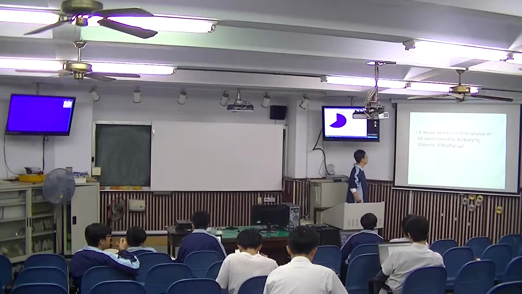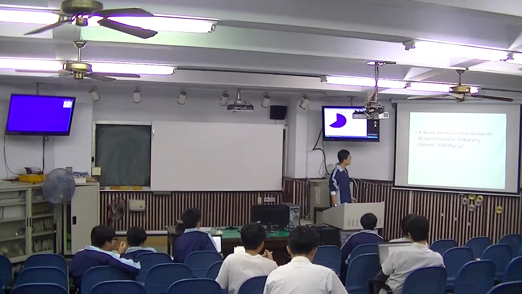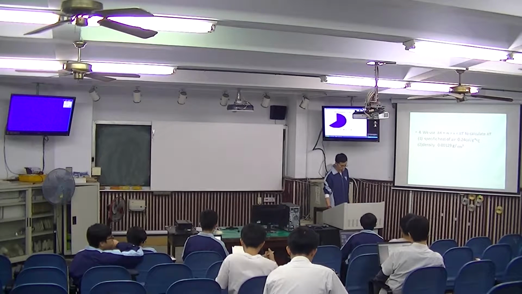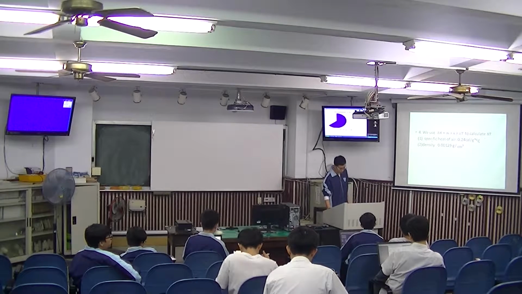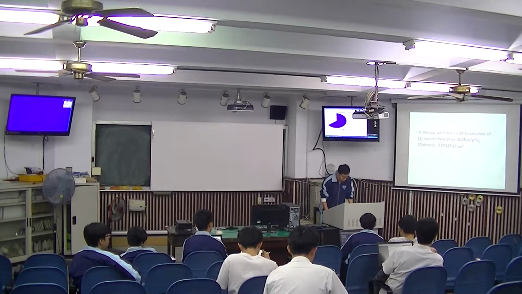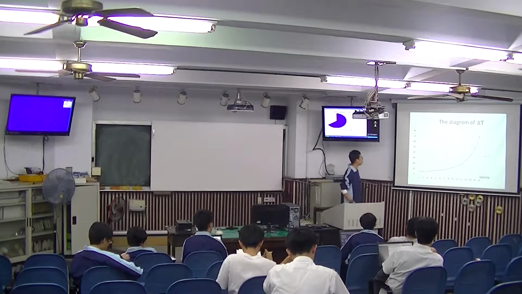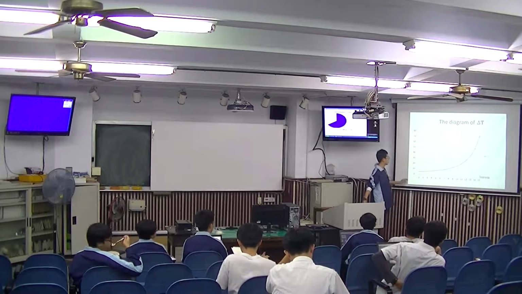And then we use these formulas to calculate the temperature differences. Okay, and we find out that the specific heat of air is 0.24, and the second is its density. So this is the diagram of delta T.